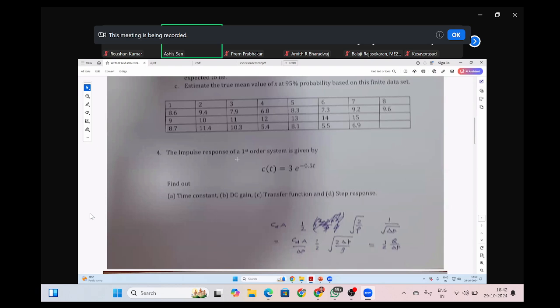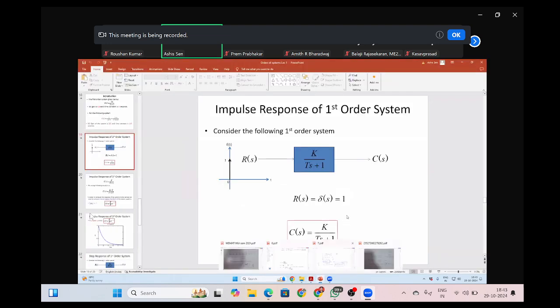It says the impulse response of a first order system is given by C as a function of time is 3 e to the power minus 0.5 t. You are asked to find the time constant, DC gain, transfer function, and the step response if it were a step function. So let me show you this thing that we had covered when you have an impulse response. So impulse response is given by here.